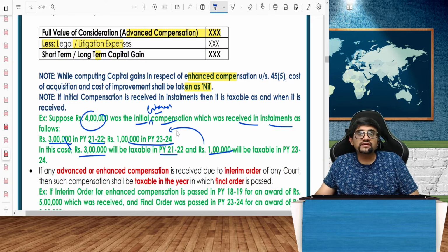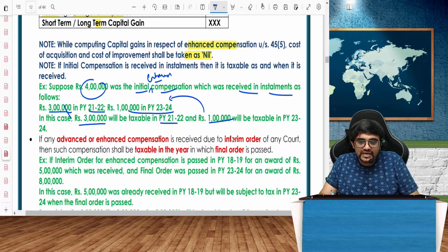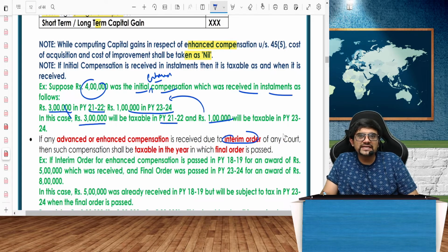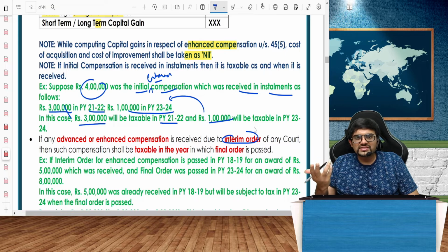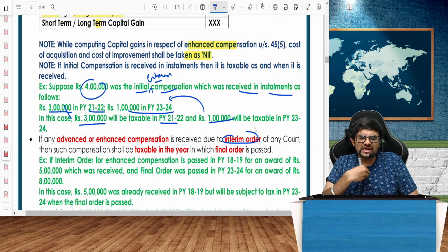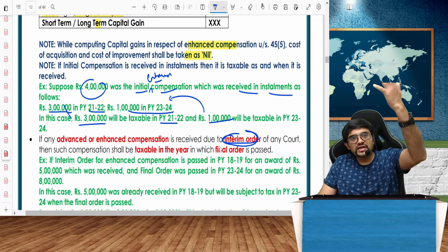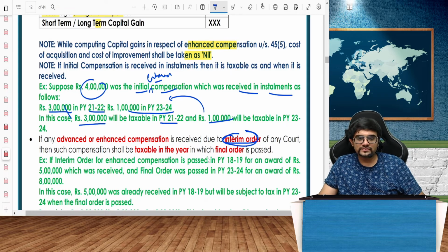One extra thing they will ask. Sometimes an interim order is passed. Interim order means you will go to the court and say, sir, give me compensation, please sir, at least pass an order for some amount. Sir, I am claiming 40 lakhs, at least pay 10 lakhs now, sir. So they will pass an interim order. Final order can come anytime.